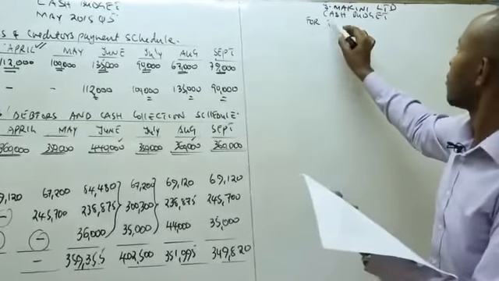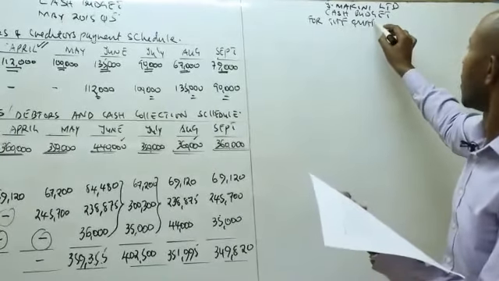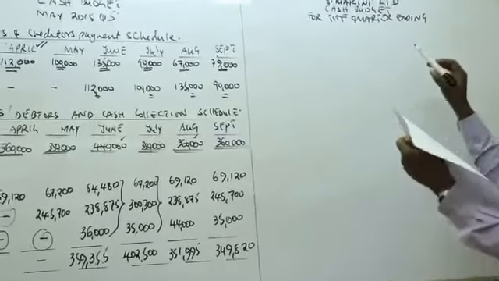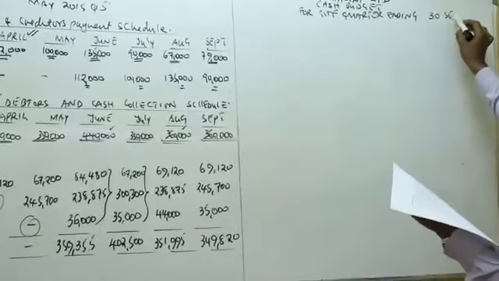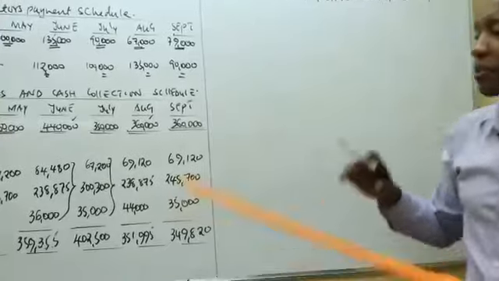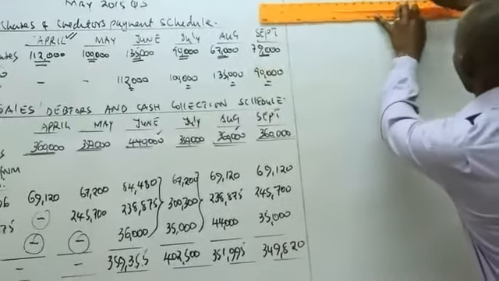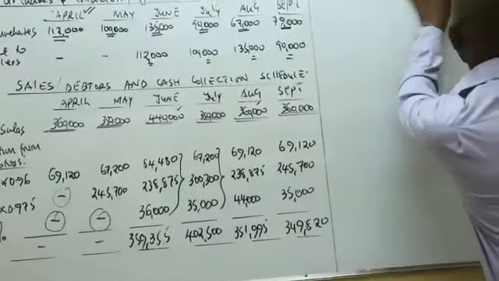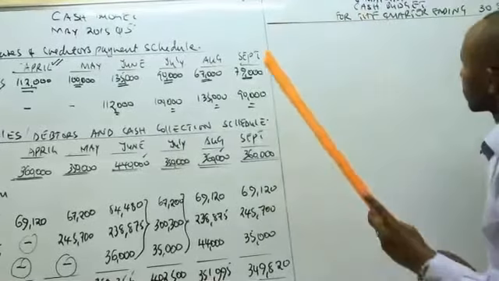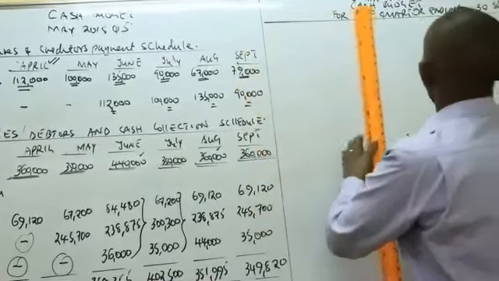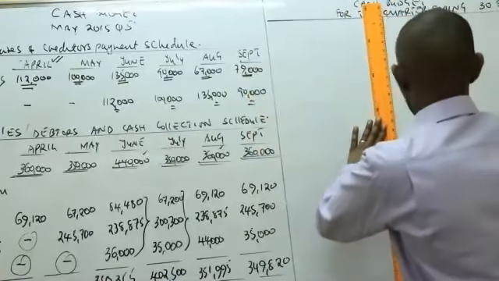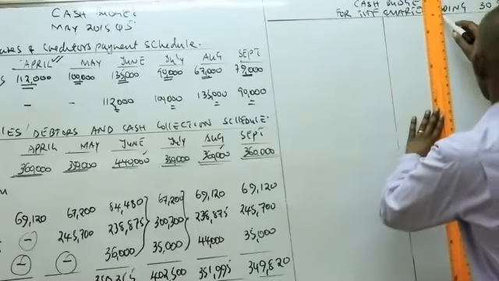Period is for the quarter ending 30th September 2015. So let's have these in columnar form.